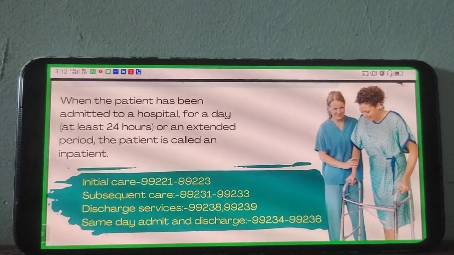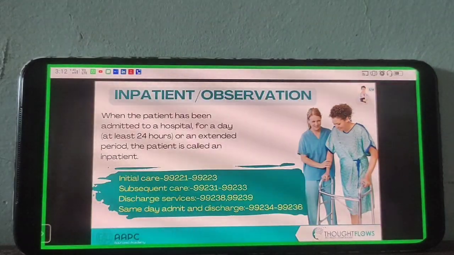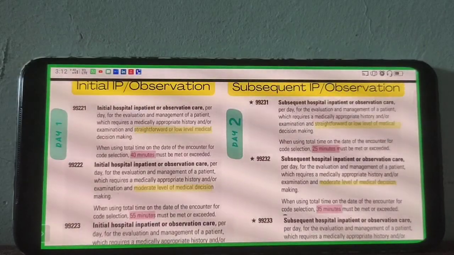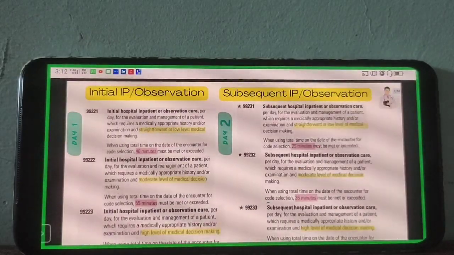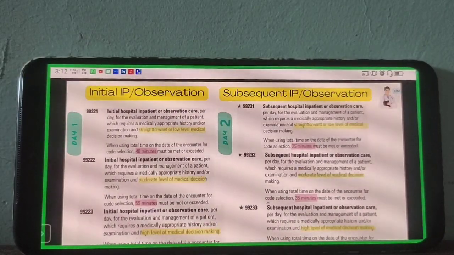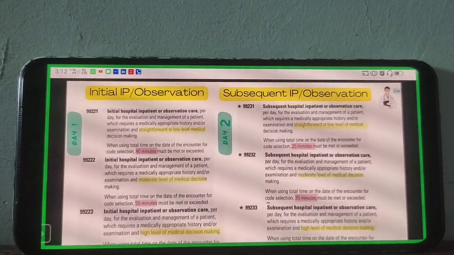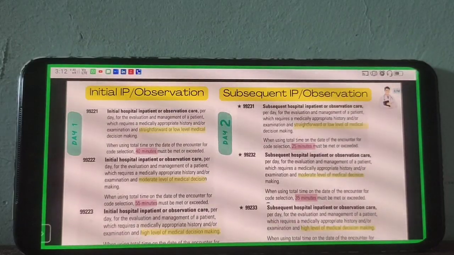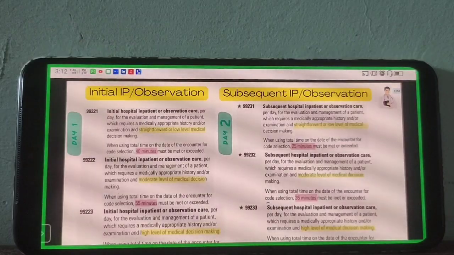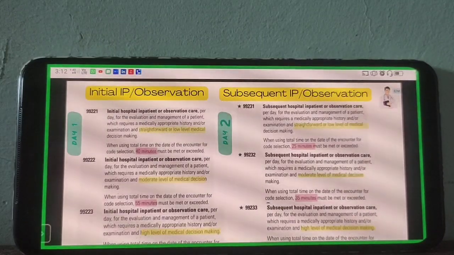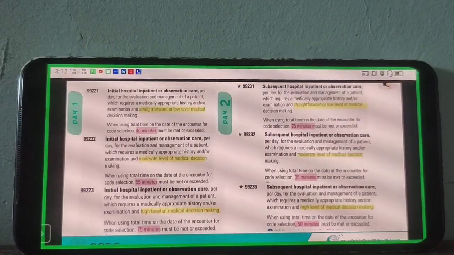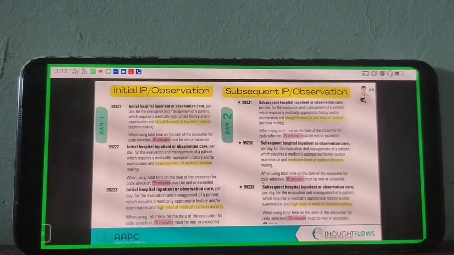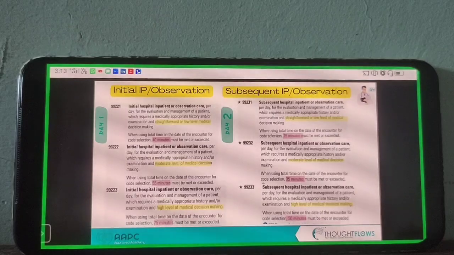Now we are going to discuss the code descriptions. On the first day, the day of admission, straightforward or low MDM, 40 minutes, 99221; moderate MDM, 55 minutes, 99222; then for high MDM, 75 minutes, 99223. These three codes are the initial day codes.